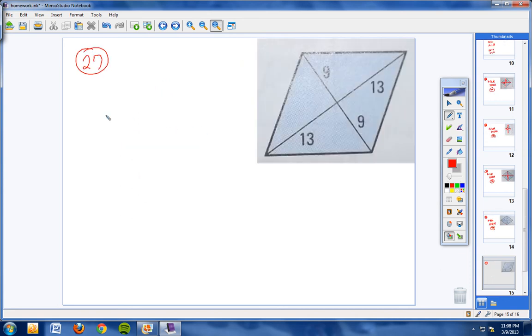There's really no trick to these. They're all done the same. How do you find the area of a rhombus? Well, 1/2 d times d. Well, one diagonal is going to be 18, 9 plus 9. The other diagonal is going to be 26, 13 plus 13. If you take 1/2 times 18 times 26, you should get 234.